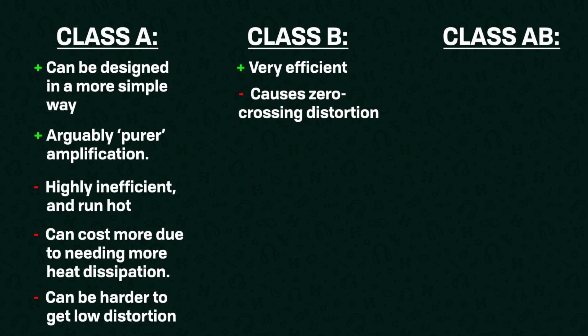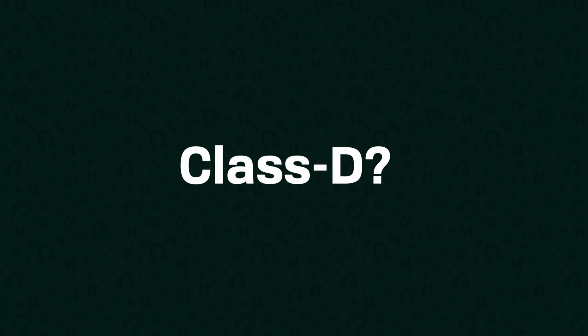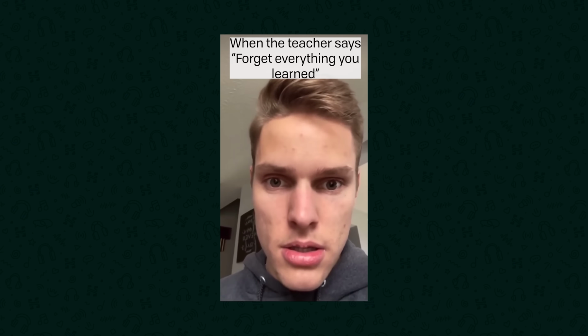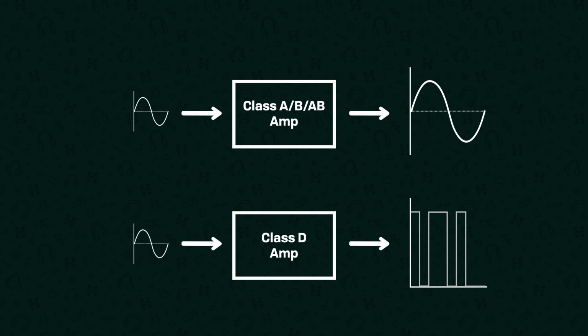And Class AB amplifiers aim to solve zero-crossing distortion whilst avoiding the inefficiencies of a full Class A design. So what about Class D? Well, strap in. Class D amplifiers work in a completely different way to Class A, AB, and B amplifiers. They do not directly amplify the input waveform itself by continuously varying the current passing through a transistor. Instead, they create a series of high-frequency, full-amplitude pulses, and their output can only ever be on or off.